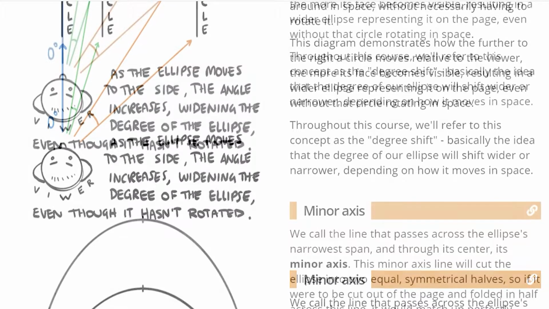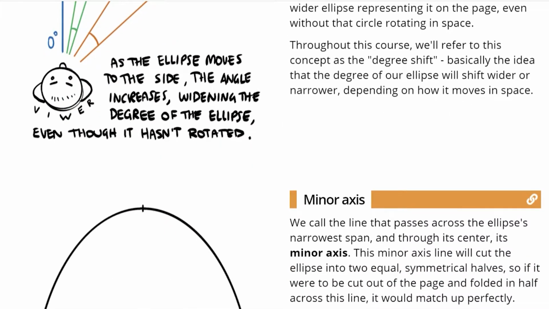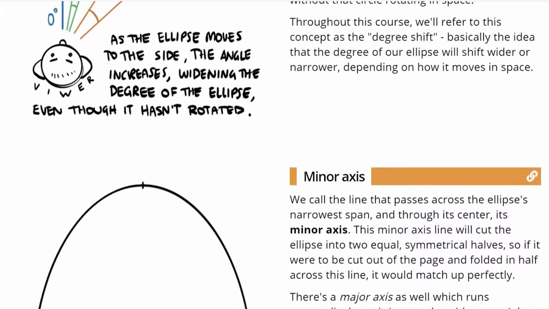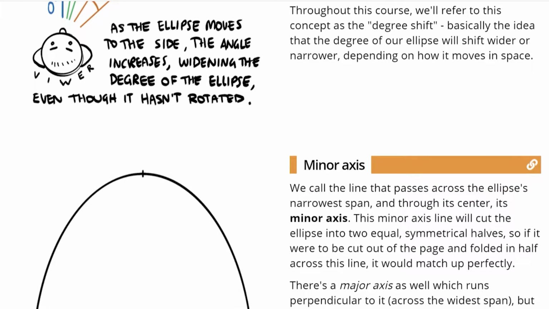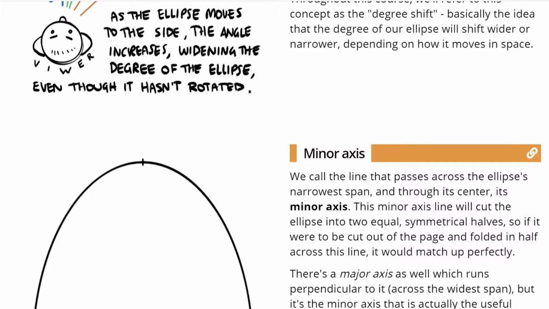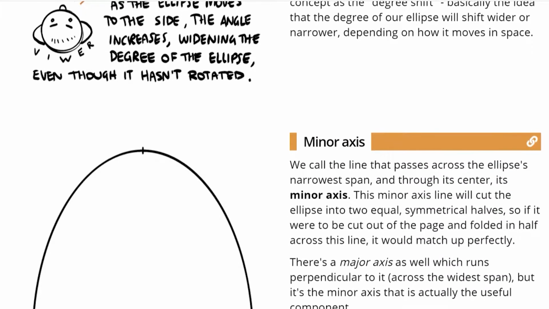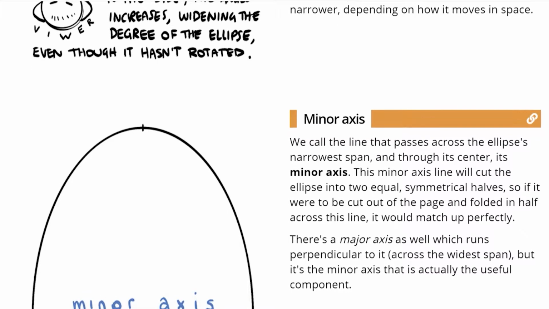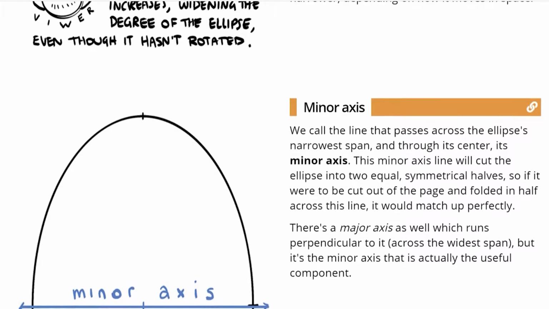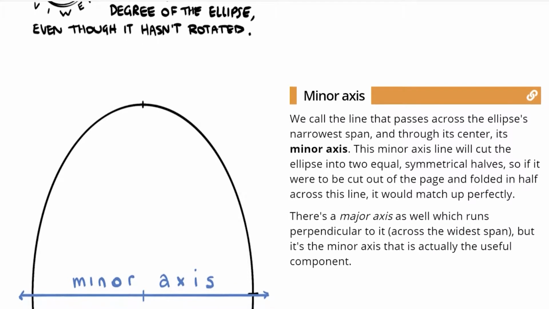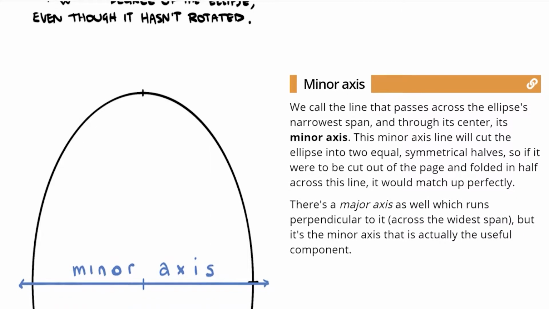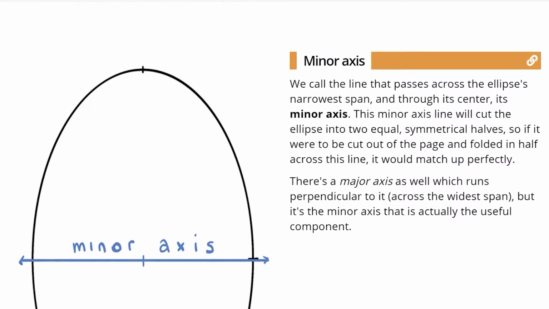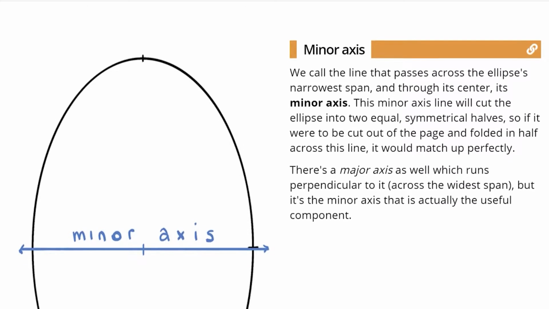Minor axis. We call the line that passes across the ellipse's narrowest span and through its centre its minor axis. This minor axis line will cut through the ellipse into two equal symmetrical halves, so if it were to be cut out of the page and folded in half across this line, it would match up perfectly. There's a major axis as well, which runs perpendicular to it across the widest span, but it's the minor axis that is actually the useful component.